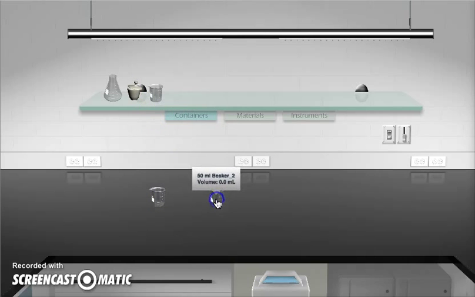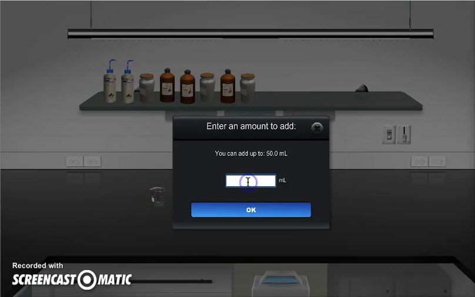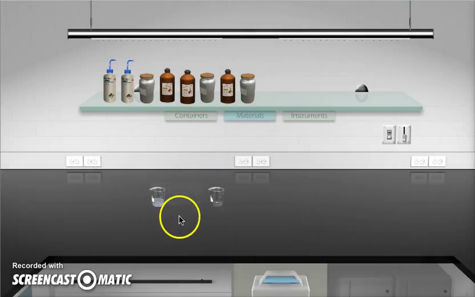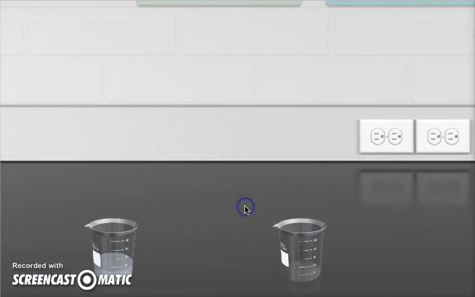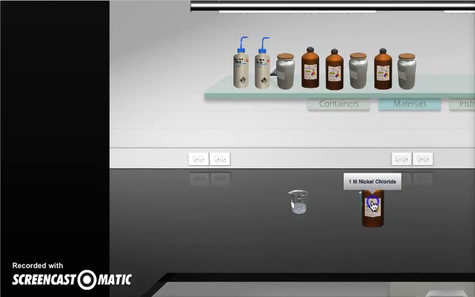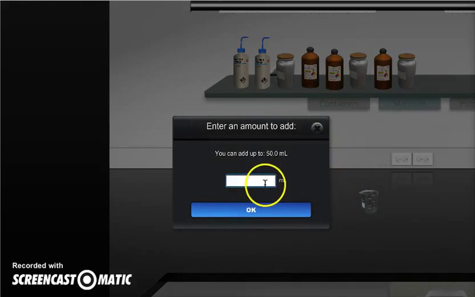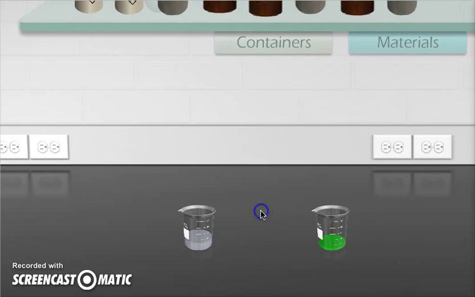And we're going to add 15 milliliters of 1 molar sodium hydroxide solution from the material shelf into one of the beakers. Here, notice the cloudy white color of the aqueous solution in the beaker. Next, we are going to add 6 milliliters of nickel 2 chloride solution from the material shelf to the other empty beaker. And here, notice the bright green color of the aqueous solution.